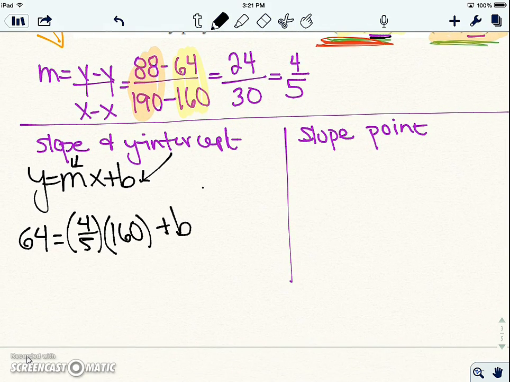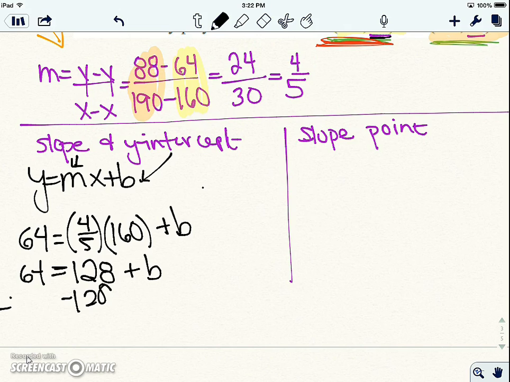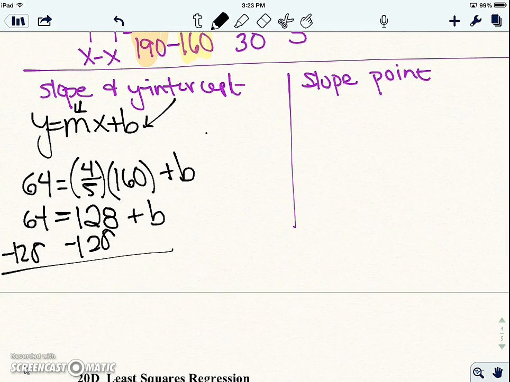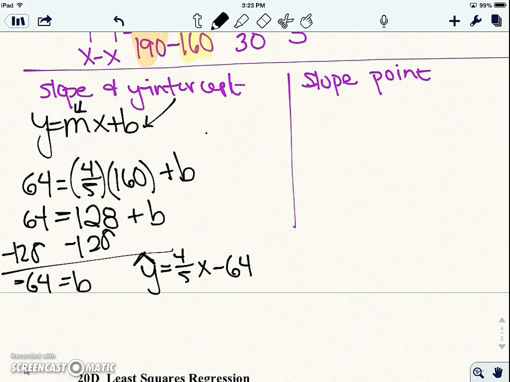Okay, if you solve this, you get 64 equals 4/5 times 160 is 128 plus b, minus 128 from both sides, which gives you negative 64 equals b. So my equation is y equals 4/5 x minus 64. And I'm going to call that a y hat because it's a prediction equation. All right, we'll talk about that in class.